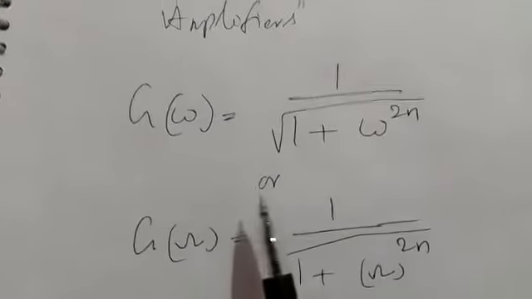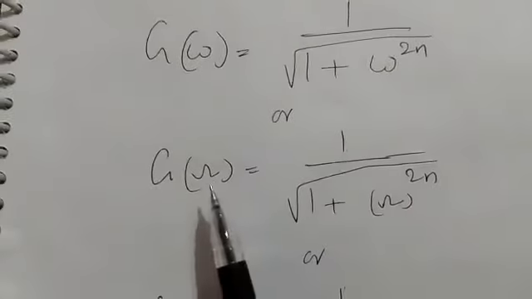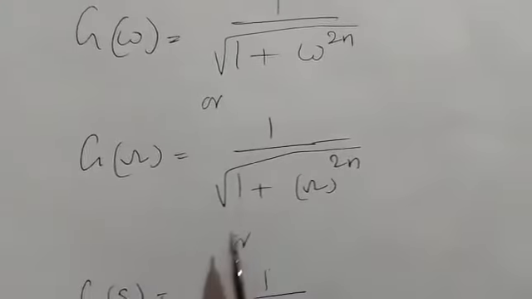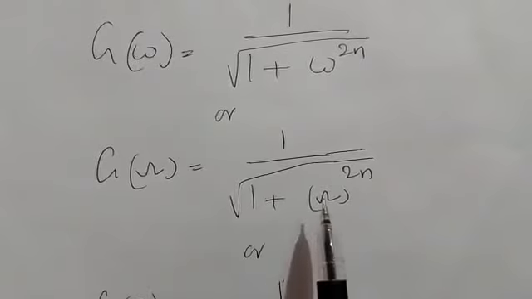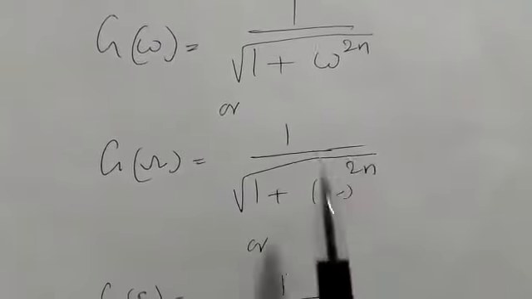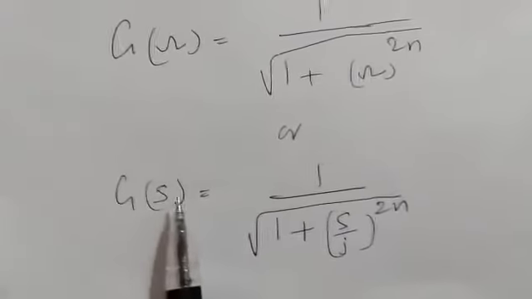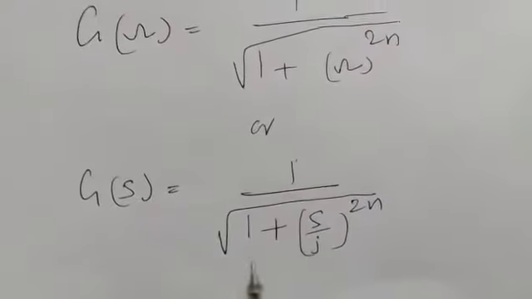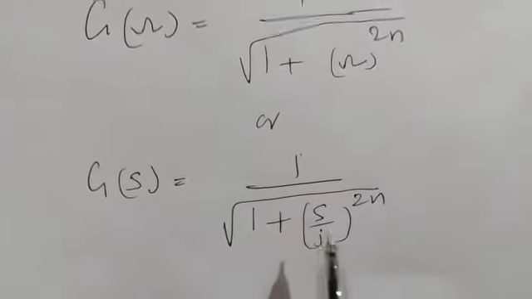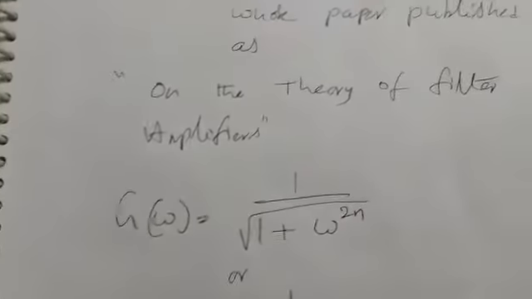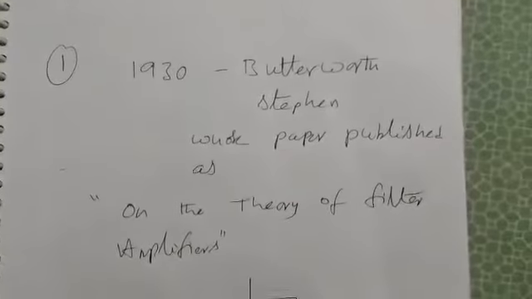to the power 2n, or we can write it as G of analog frequency omega is equal to 1 by root over 1 plus omega whole power 2n, or we can write it in the analog form as G of s is equal to 1 by root over 1 plus s by j whole power 2n. This is the standard form. This was introduced in 1930 by Stephen Butterworth.